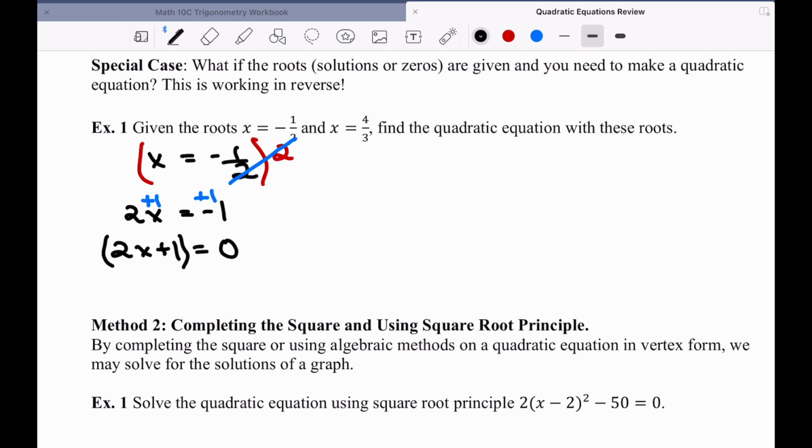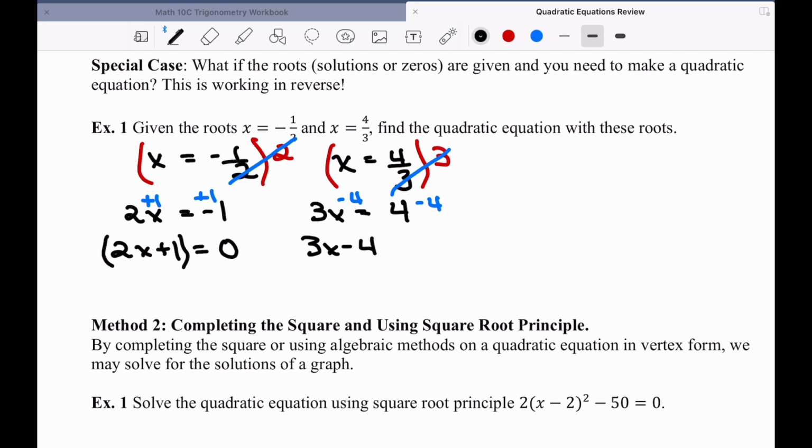The second set of brackets, or the second zero or root, we get x is equal to 4 over 3. To do the same thing to get everything on that left-hand side, I'm going to multiply this all by 3, which is going to cancel the 3 there. I get 3x is equal to 4. Now I have to subtract 4 from both sides, and I'll get 3x minus 4 is equal to 0.